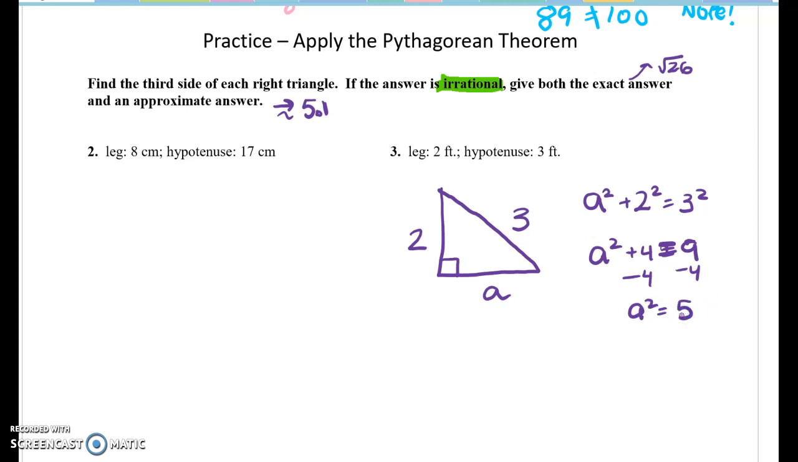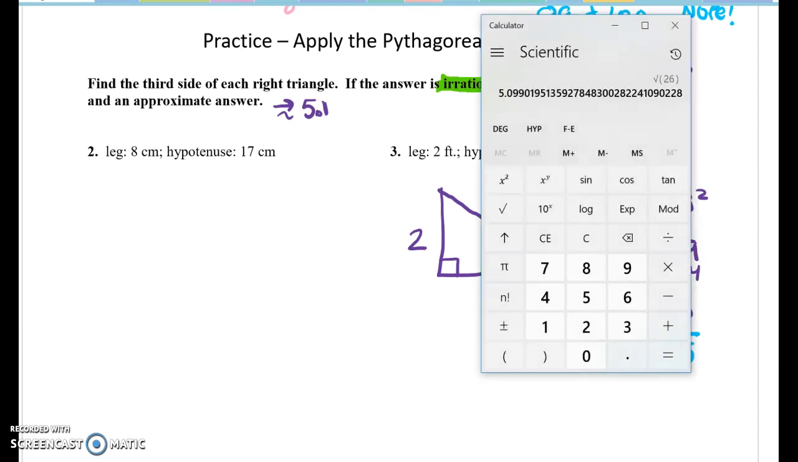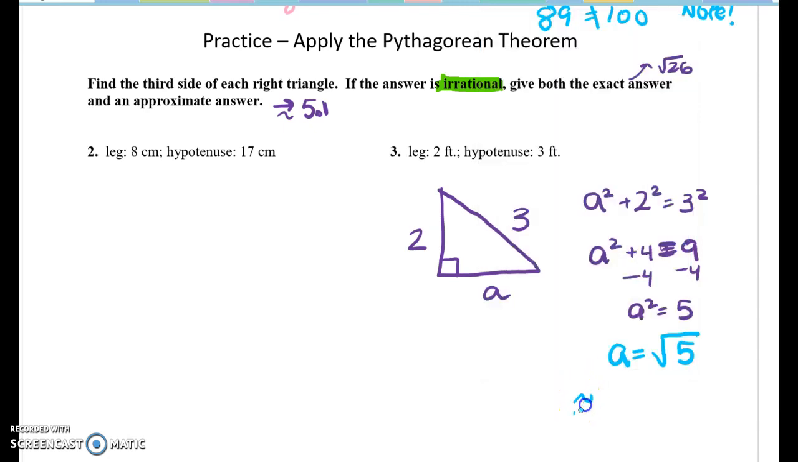I don't know what A is as a rational number, but I certainly know how to take the square root of 5. So I can write that A is the square root of 5. And then I can punch that into my calculator and see what that is. It's about 2.24. You can just write 2.2. About 2.2 feet. I got to use my units. These are all lengths. I got to use my units.